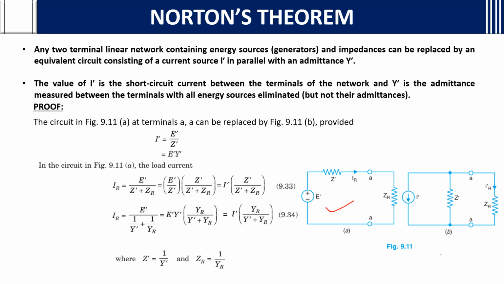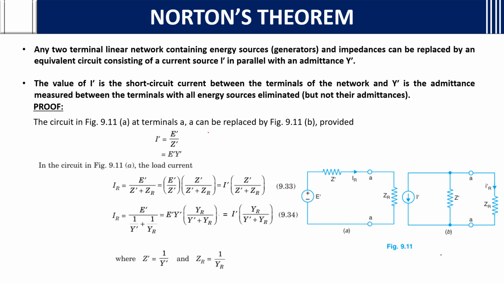There are two figures here. Figure 9.11a can be replaced by figure 9.11b, provided I dash is equal to E dash by Z dash. We can convert this network to this by connecting I dash in parallel with the impedance and the load. To do that we need these equations: I dash is equal to V by R, where V is nothing but E dash and R is nothing but Z dash. Then 1 by Z dash, the inverse of impedance, is the admittance Y dash, so I dash is E dash into Y dash.